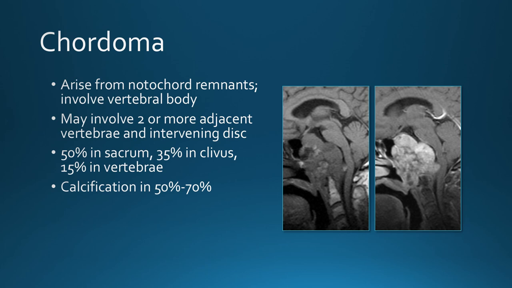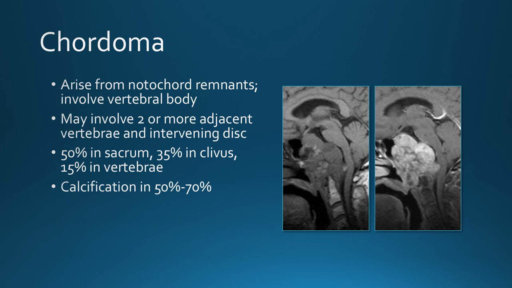Most of the primary tumors involve the posterior arch. The giant cell tumors and chordomas involve the vertebral body. These are interesting and they can involve two or more adjacent vertebrae and the intervening disc. Most tumors do not go beyond the intervertebral disc.